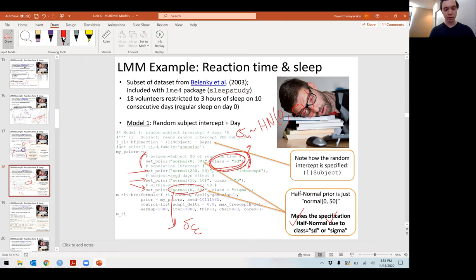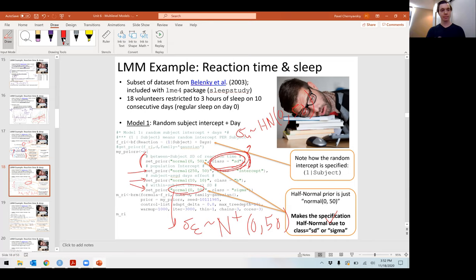Half normal 0, 50. By the way, I think the half normal distribution is new enough that there is not yet a tried and true notation for it. I have seen HN as being half normal. I have also seen this where it's N plus 0, 50 to indicate half normal. I have seen it written out as half normal. So just be careful, depending on the field you're in, a half normal may look a whole lot of different ways.